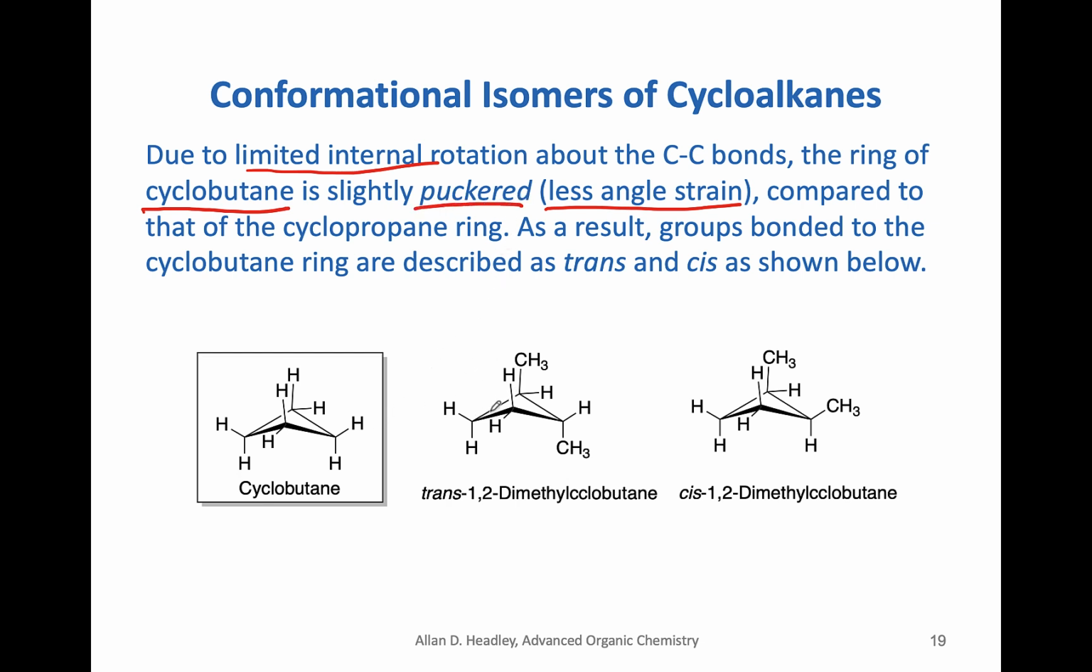So what we have here is we can still do the cis and trans. We have a group here and here. You can see that's above and below this puckered ring system. So that's the trans. And if you switch this group for this group, this would be the cis arrangement, essentially on the same side of the puckered arrangement. Once again, this is due to very limited internal rotation. It's not as flat as the cyclopropane, but it's a bit puckered.